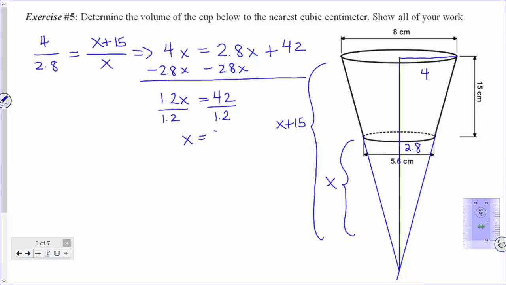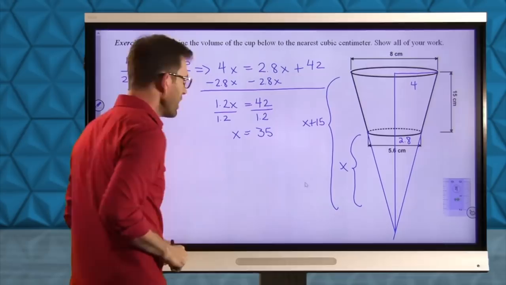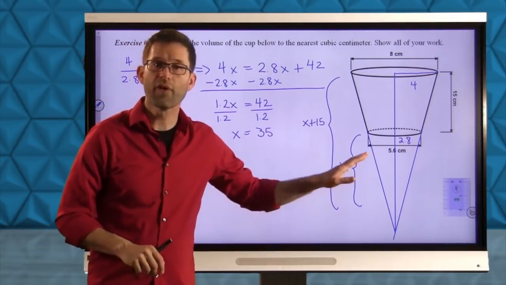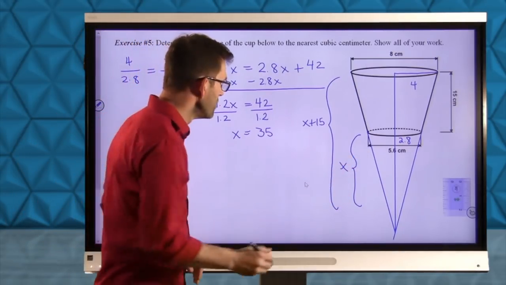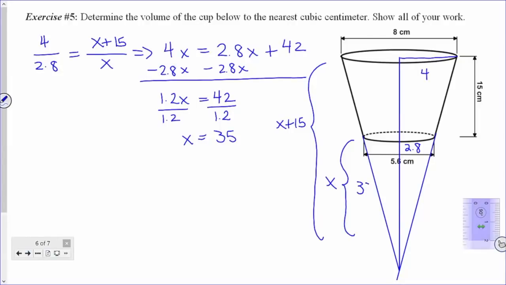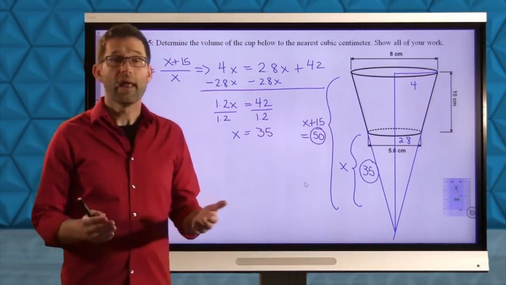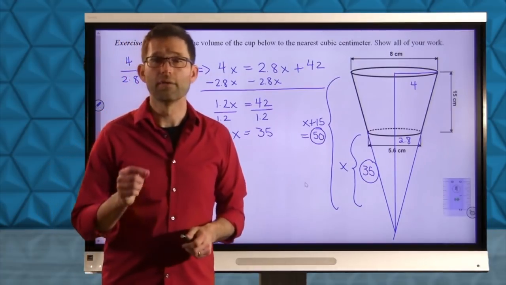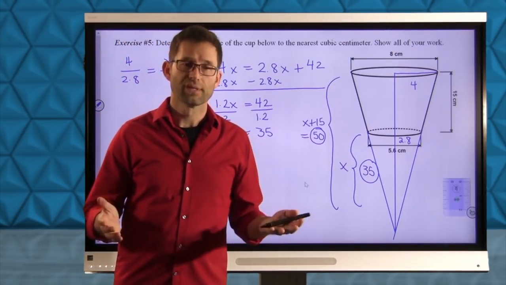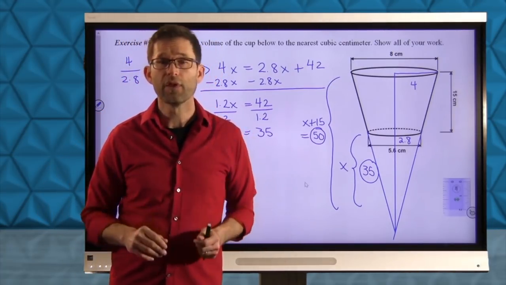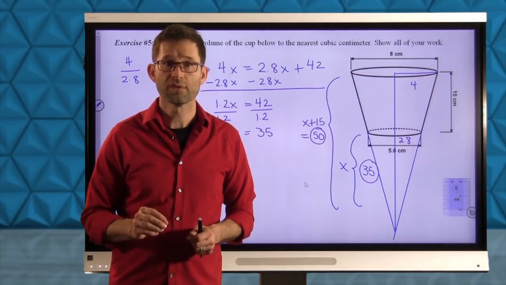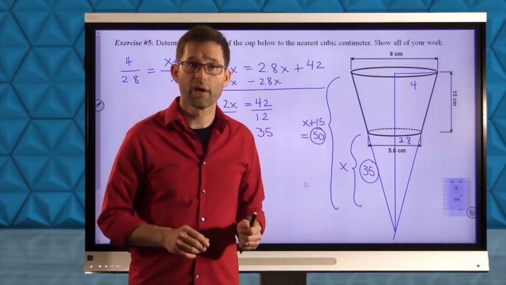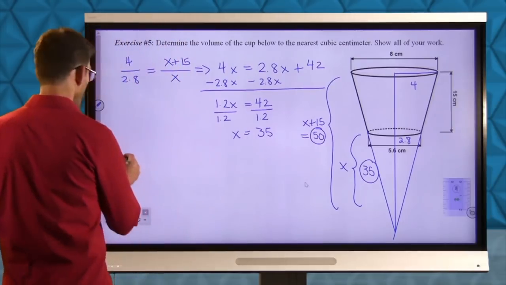Ooh, that comes out nicely. So 35 is now the height of my small cone. Maybe I'll even write that down right here. The height of my larger cone is 50. These numbers work out very nicely, 50 and 35. And now I have absolutely everything I need to figure out the volume of the cup. I just have to go through two fairly lengthy volume calculations for the cones, subtract, and I have my final answer. So let's take a look at that one more time.